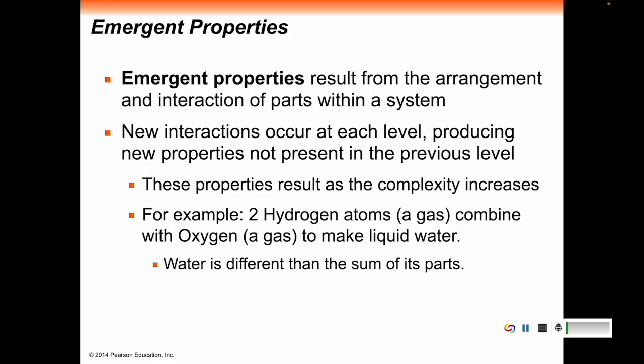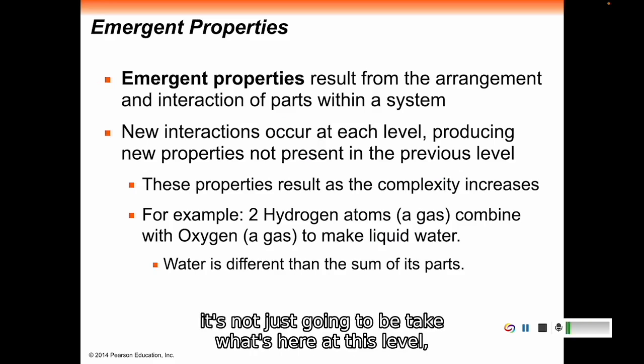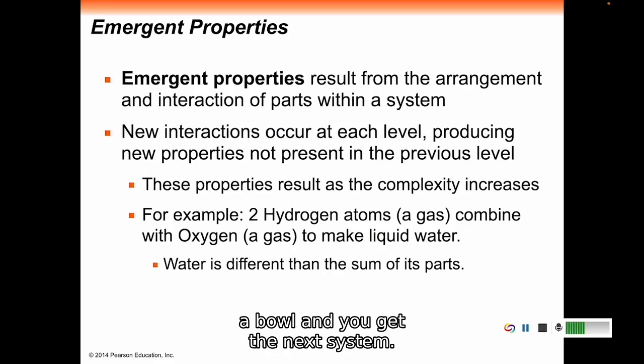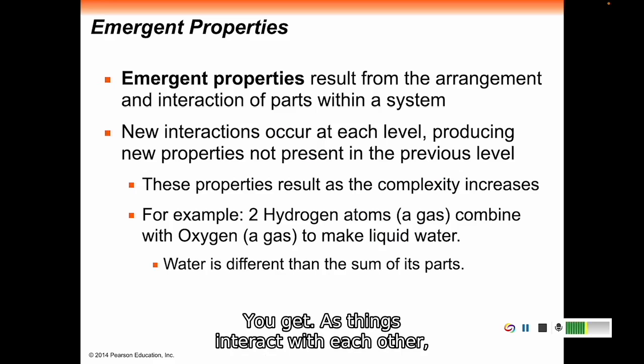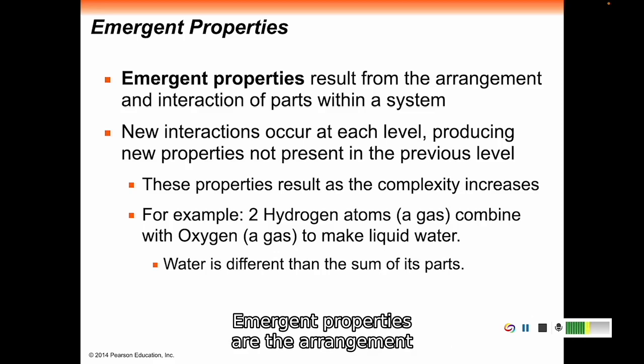When we go through each level of organization, it's not just going to be take what's here at this level, add it together, throw it in a bowl, and you get the next system. As things interact with each other, you get emergent properties. Emergent properties are the arrangement and interactions of parts within a system.